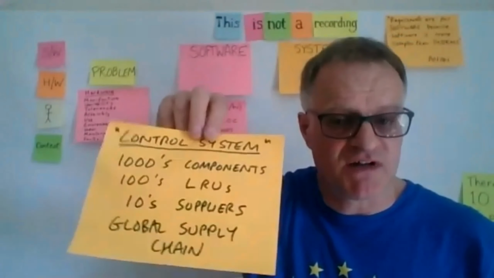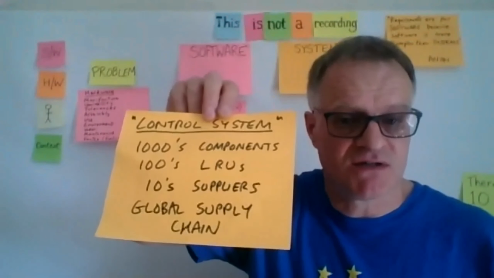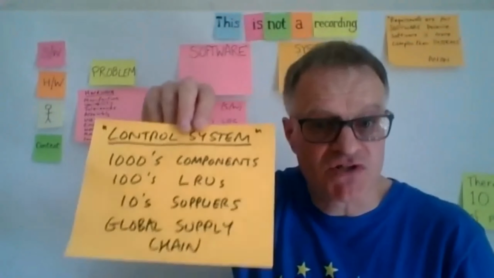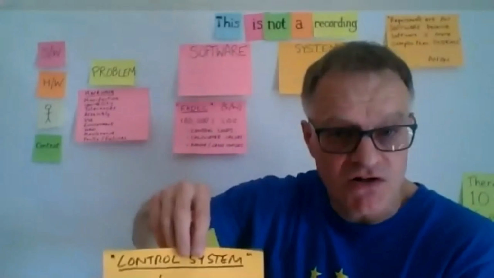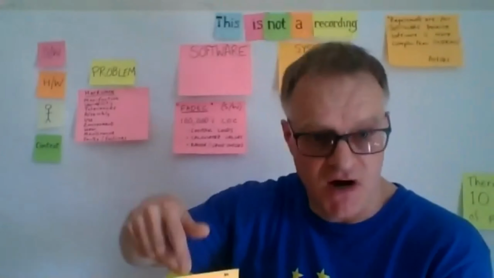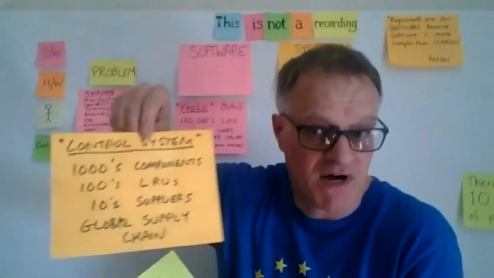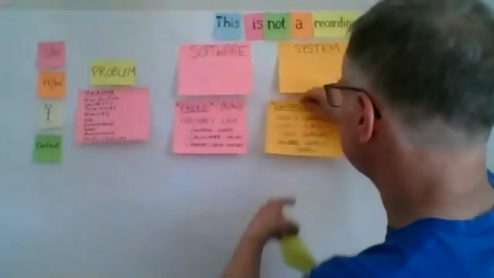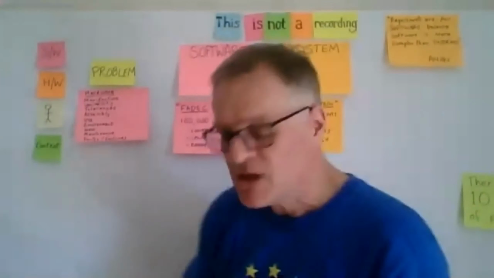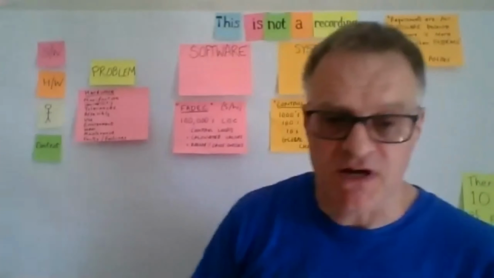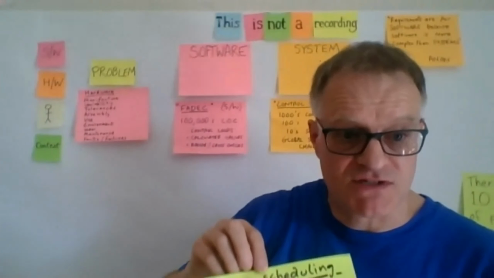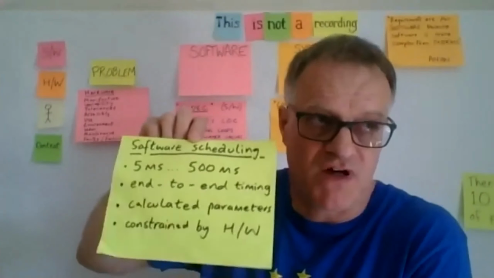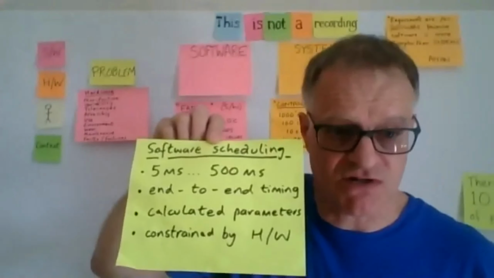A control system is developed with many tens of suppliers, a very rich global supply chain. And of course, the control system includes the FADEC. The FADEC is part of the control system. So by definition, the control system is more complex than the FADEC. So one specific bit of software that's very complex on an engine control system is scheduling, or an aspect of the software is how you schedule the software.